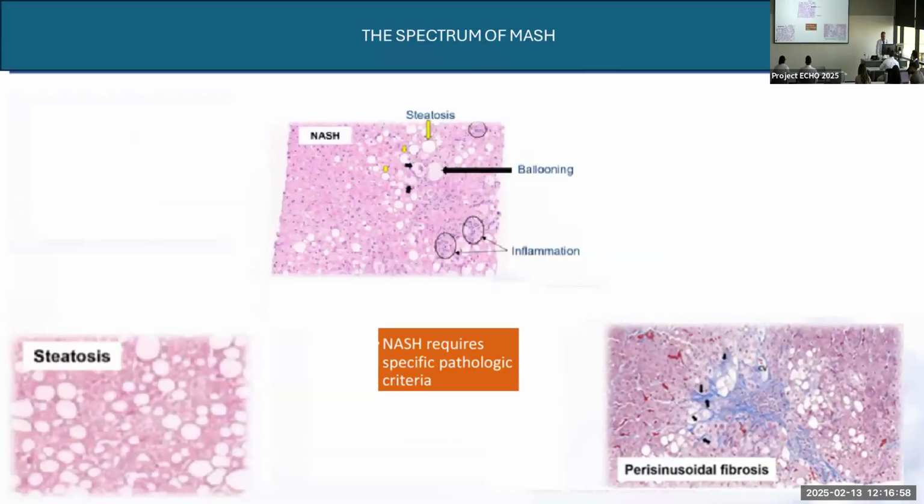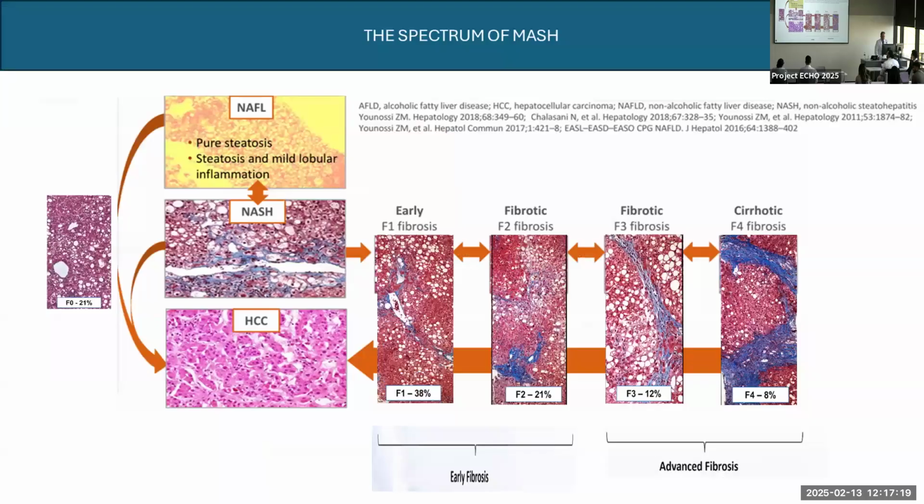On the left, you see a simple steatosis. In the middle, you see the MASH, which has steatosis and inflammation. And on the very right, you see the fibrosis. When you have fibrosis, it may be from F1 to F4, F4 meaning cirrhotic. We call F3 and F4 advanced fibrosis, and F1 and F2 early fibrosis.